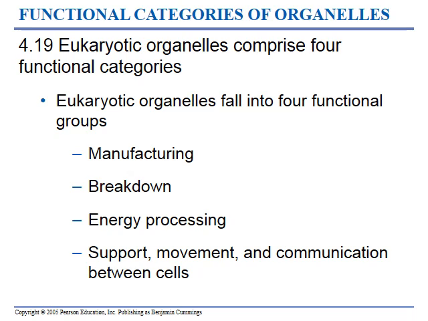Okay, eukaryotic organelles comprise 4 functional groups. So they're either going to be involved in manufacturing your proteins, your lipids, or they're going to be breaking down things. They're going to be making energy. That's obviously a really big one. Mitochondria make energy. Or they're going to be doing support, like your cytoskeleton and movement, the actin filaments, and communication between cells.